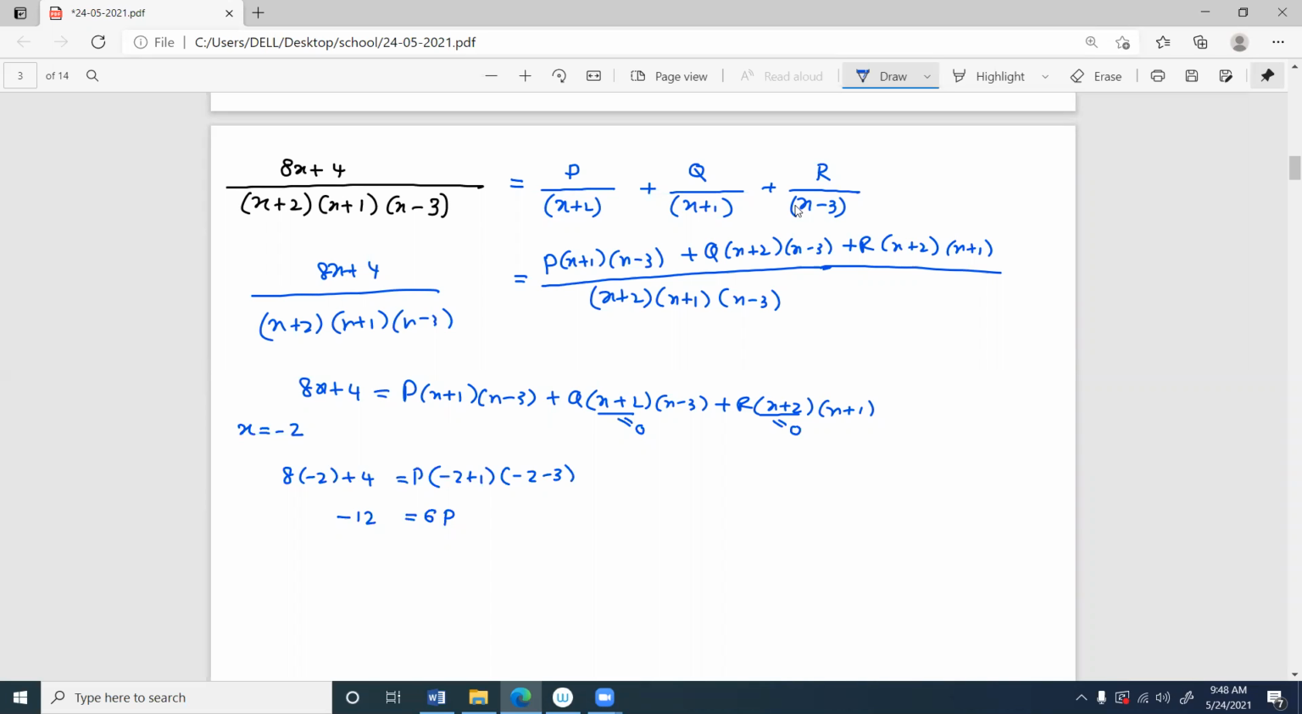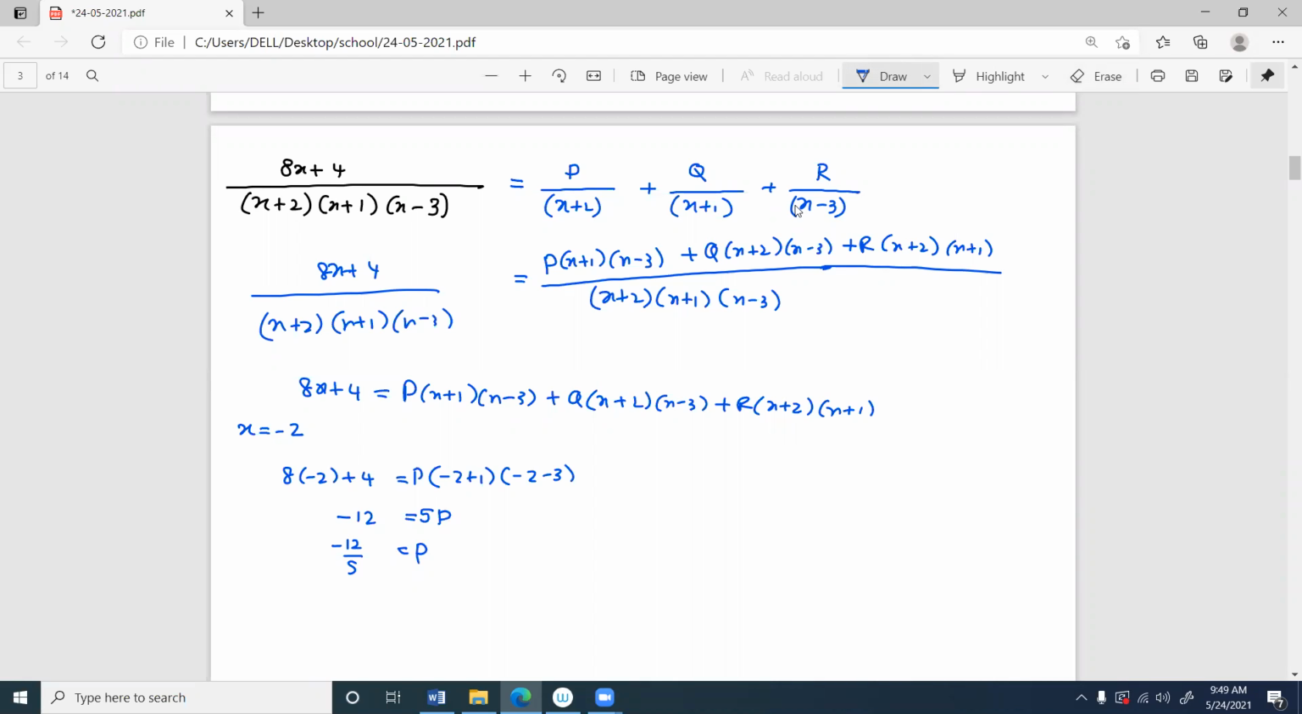Sorry, minus 5p. No, sorry, it's 5p. I just made a mistake. Minus 2 minus 3 is minus 5. Minus 5 into minus 1 is 5p. Therefore, p equals to minus 12 over 5. Doesn't matter, these fractions, the constant at the numerator can be a fraction. It's not a problem at all, right? Okay. We'll go ahead with it, right?